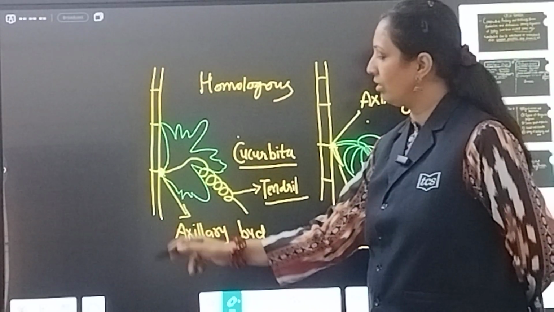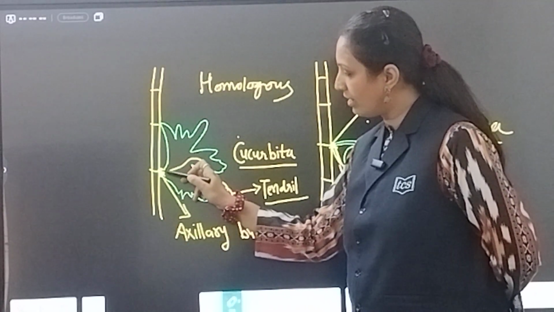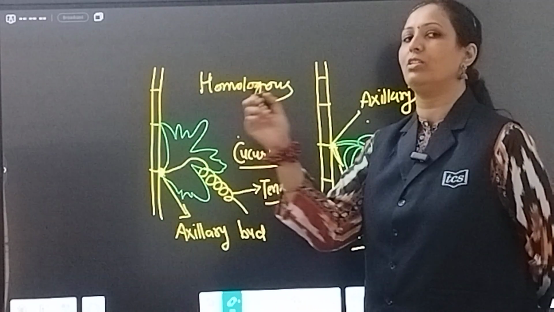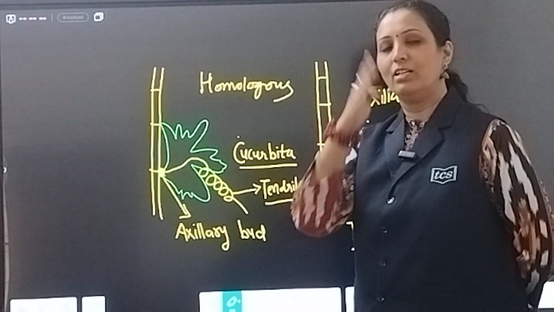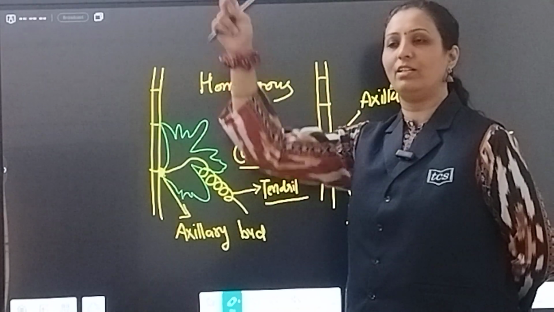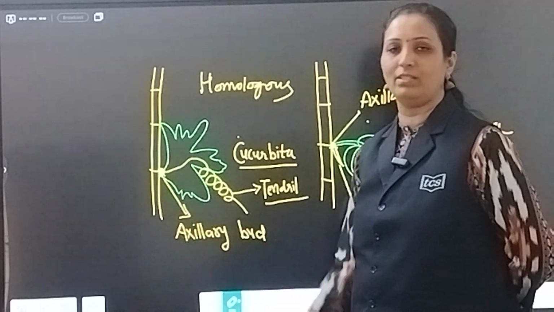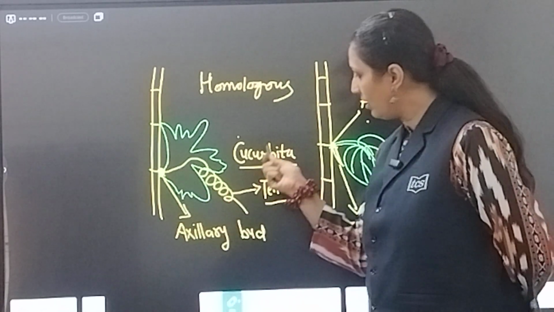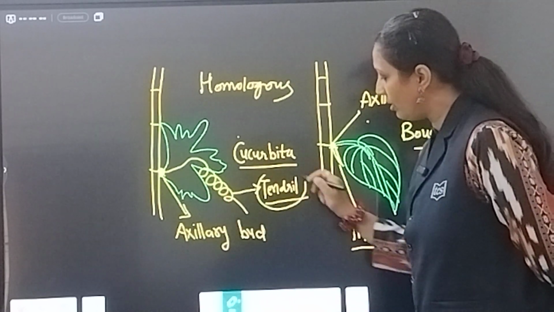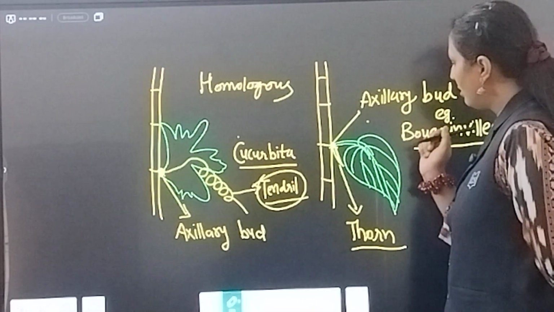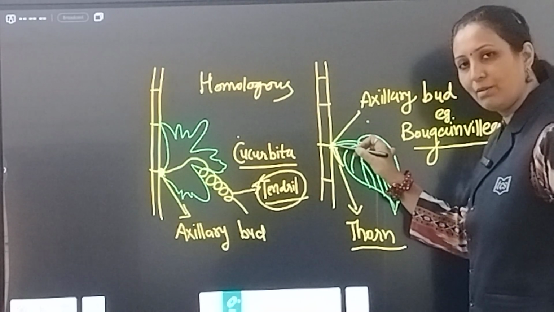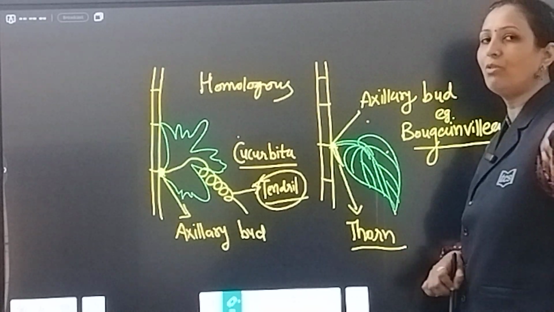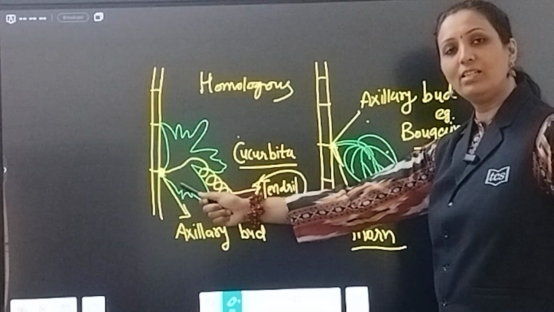If you see here, this is the axillary bud, right? In morphology in the 11th standard, you have learned that on the stem nodes, where the leaves are formed, an axillary bud is there. So the axillary bud, in the case of cucurbita, terminates into a tendril. In the case of bougainvillea, the same axillary bud structure terminates into a thorn. So the structure is basically similar.